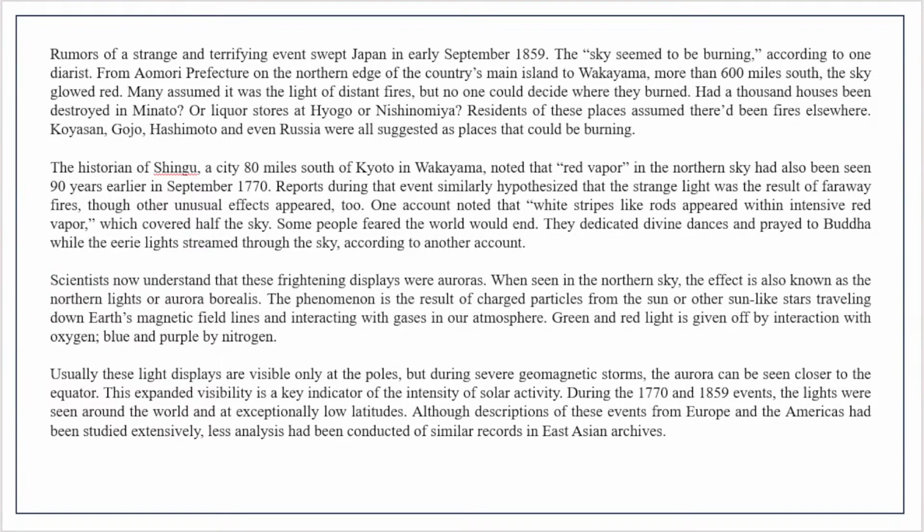So one person noted that he could see white stripes like rods. So such rod-like structures in the sky, white, and then it was all covered by red vapor, which covered half the sky. And this was actually around half the sky.